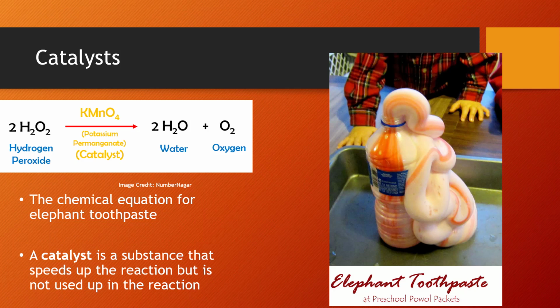Now, the potassium permanganate is not used up in this reaction, and that is why it is a catalyst. It merely makes things go a lot faster, and as you probably know, it produces a fair amount of heat when things go a lot faster.